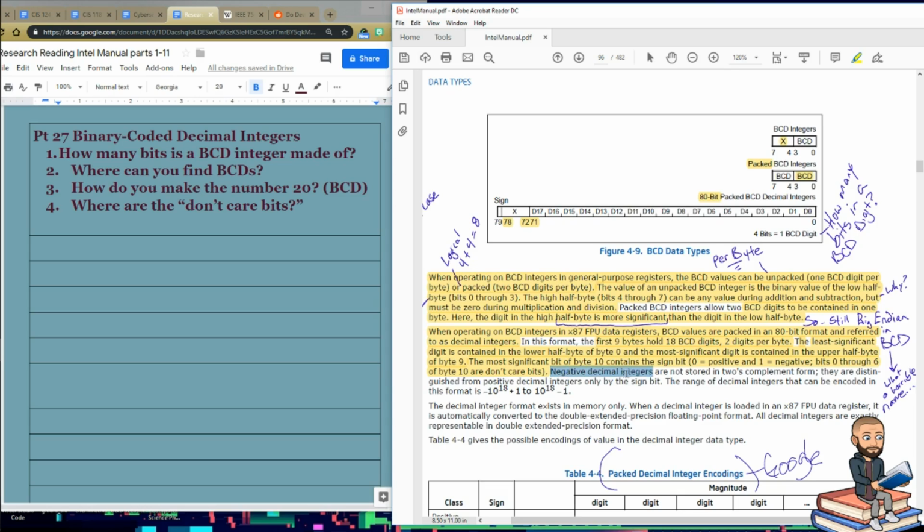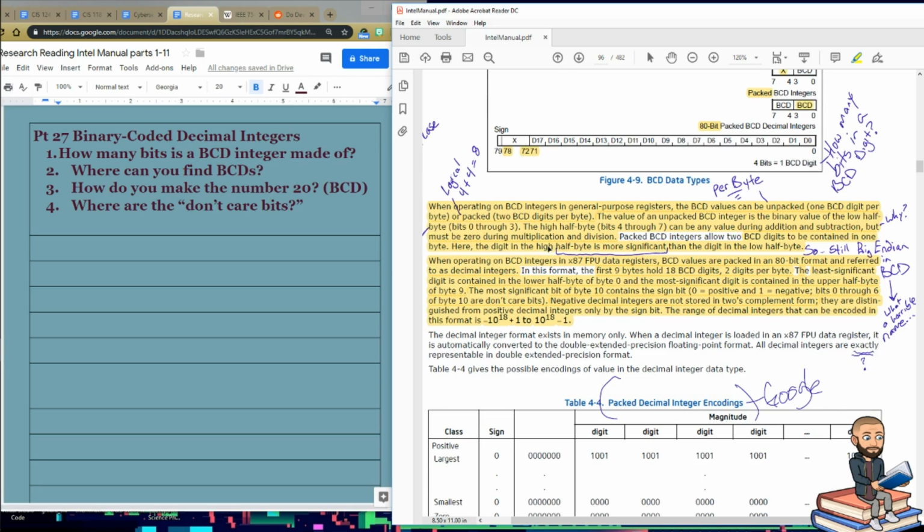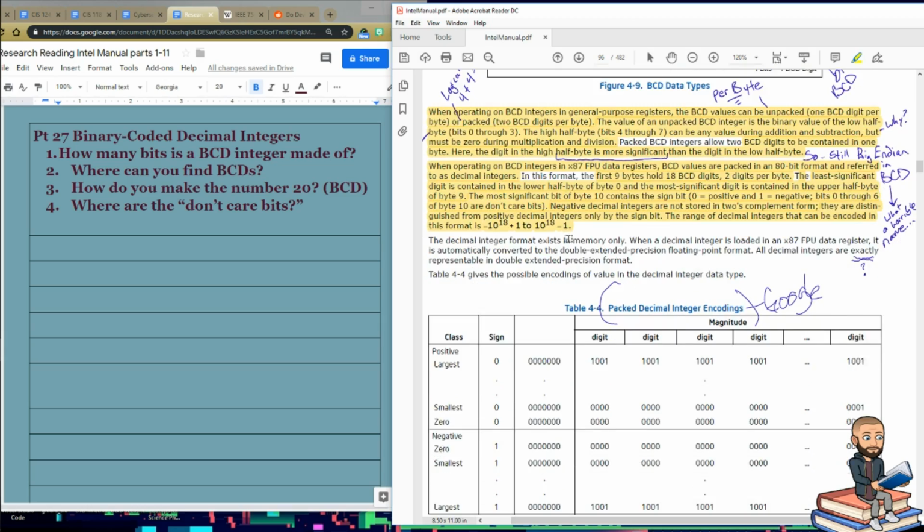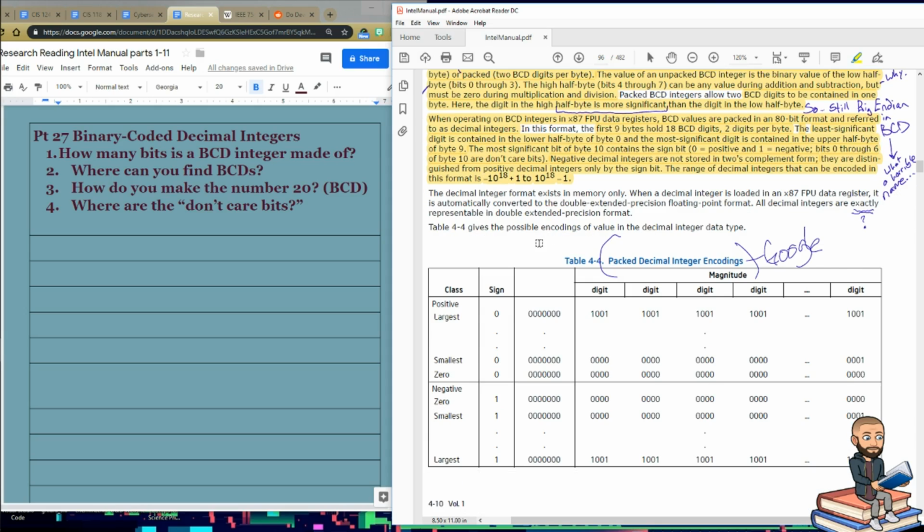Well, negative decimal integers are not stored in 2's complement form. Whoa, that's mind-blowing. They are distinguished from positive decimal integers only by the sign bit. The range of decimal integers that can be encoded in this format is negative 10 to the 18th plus 1, all the way to 10 to the 18th minus 1. So at this point in the manual, I'm thinking this BCD style of storing data is like the style I would have used if I was just making this up on my own. Like everything in tech, I'm sure there are some benefits and drawbacks to this style.